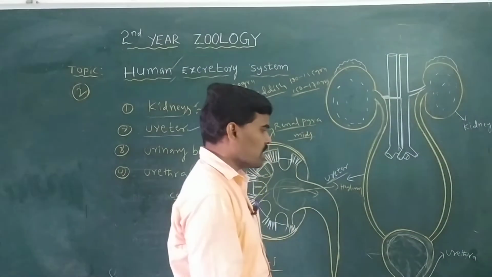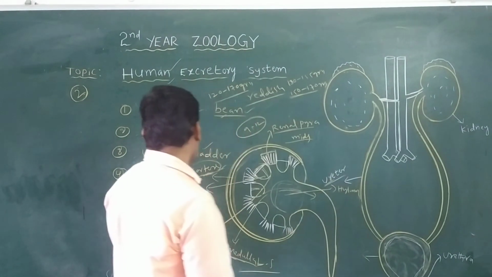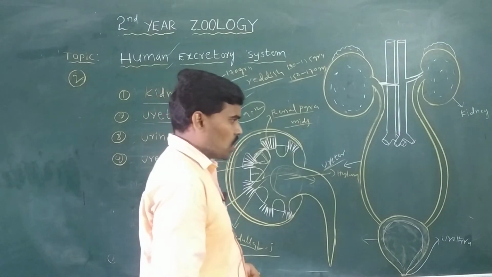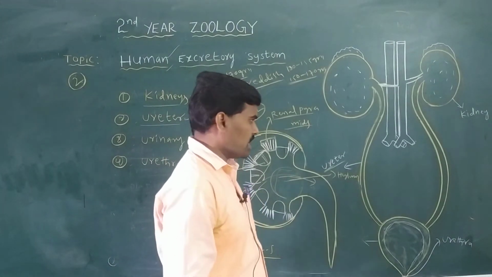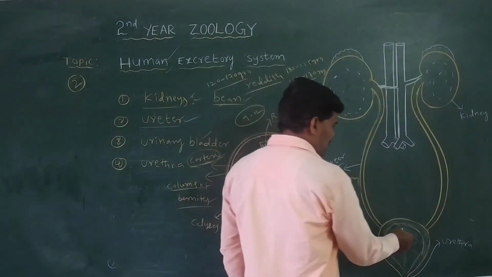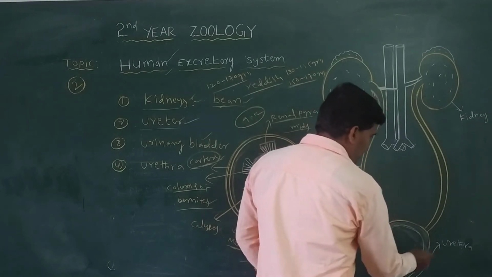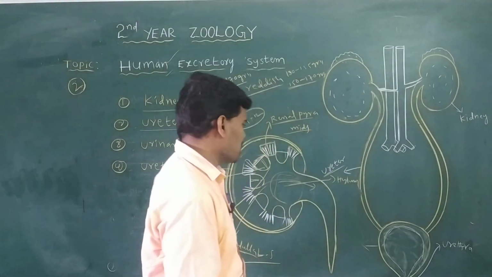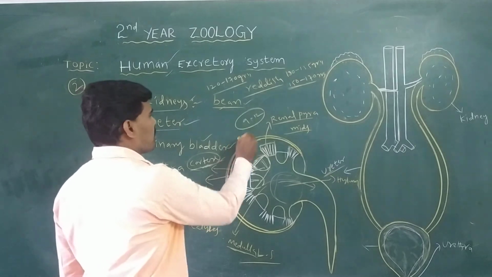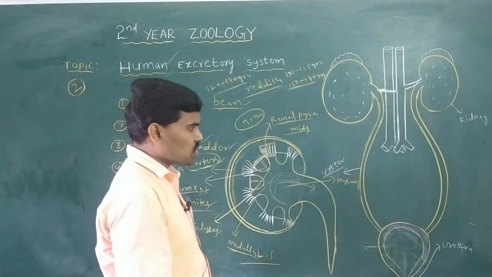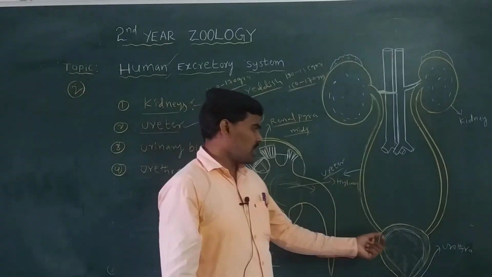Only a single urinary bladder is present, located in the abdominal part. The urinary bladder is a bag-like structure. Its main function is the storage of urine.